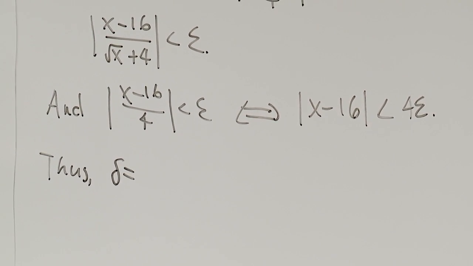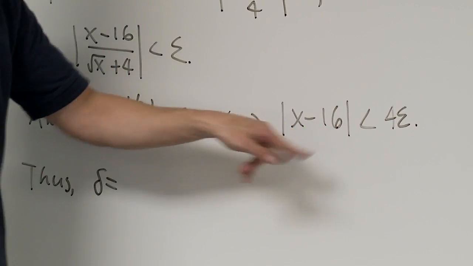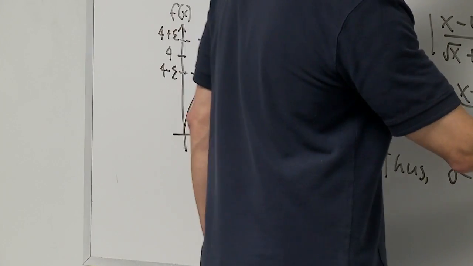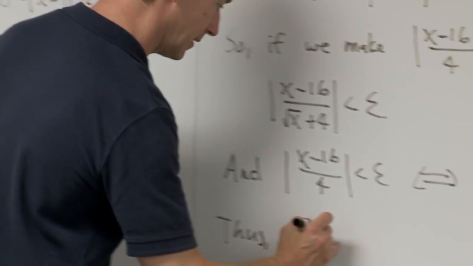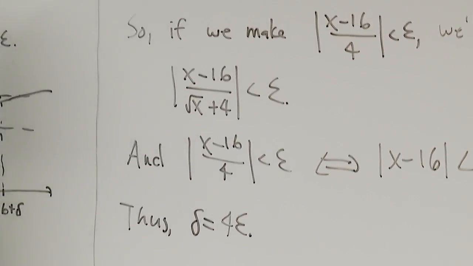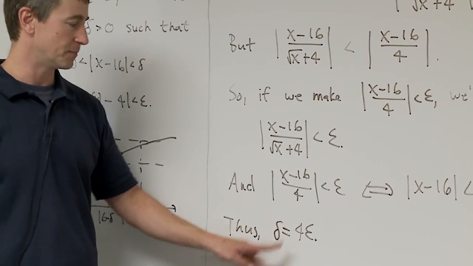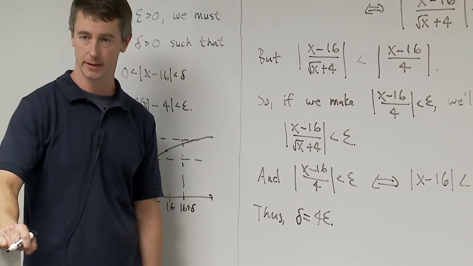So if you think back to the scratch work we did last week, whatever this is, our delta. Because we want absolute value of x minus 16 less than delta, and that's what we've got: absolute value of x minus 16 less than 4 epsilon. So someone asked last week, I can't remember, if it's ever the case that delta is bigger than epsilon, and here's an example where it is.